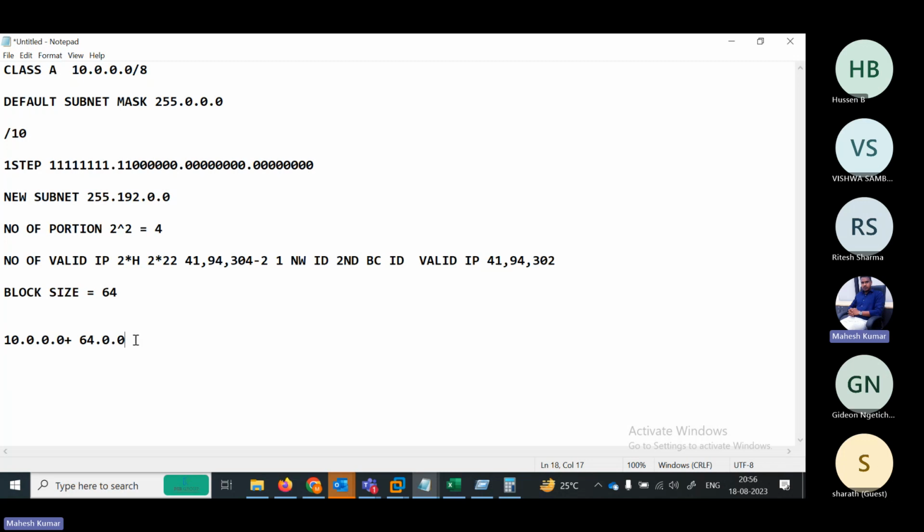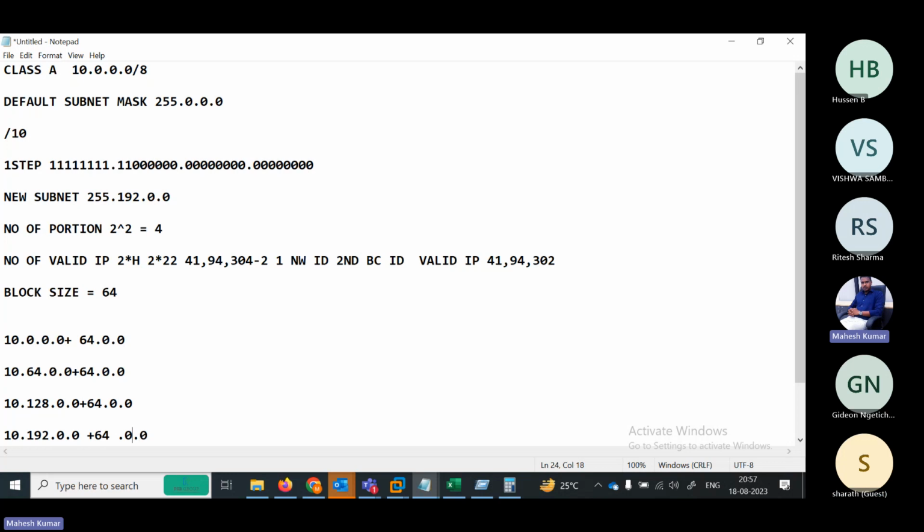After that, if you go through 10.64, in which octet do we need to add? The second octet. So instead of 0, we need to add 64. It becomes 10.64.0.0, plus 64 again, 10.128.0.0, plus 64 again, 10.192.0.0, plus 64.